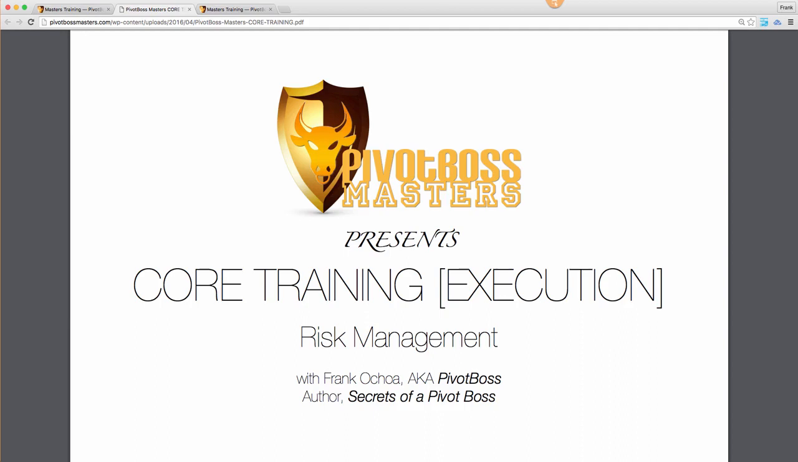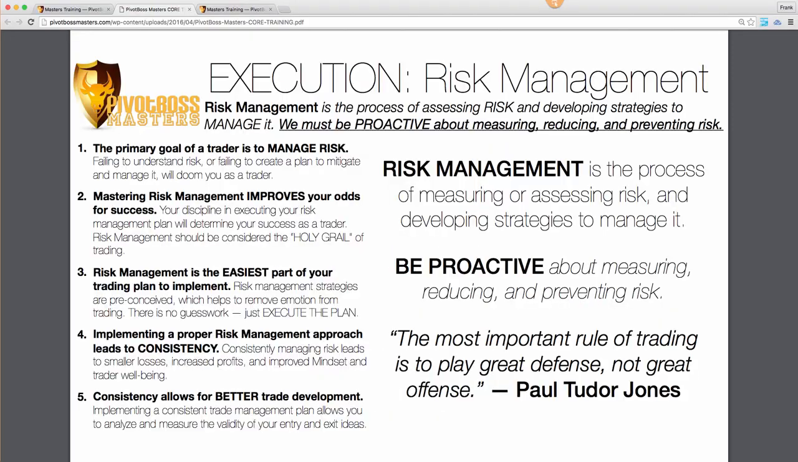And we're going to look at some various approaches to thinking about risk, and also how to identify and then build strategies for, or think about creating strategies for, mitigating and managing that risk. So risk management is the process of assessing risk and then developing strategies to manage that risk. And we must be proactive about measuring, reducing, and preventing risk. So this right here basically says it all. Risk management has two facets: assessing the risk, and then developing the strategies to manage that risk.